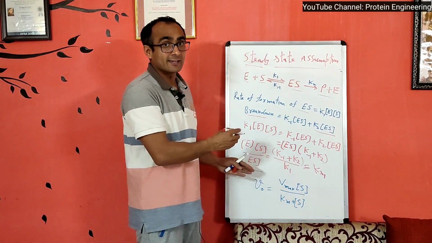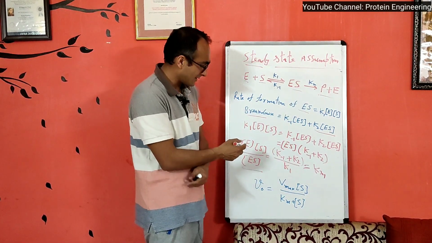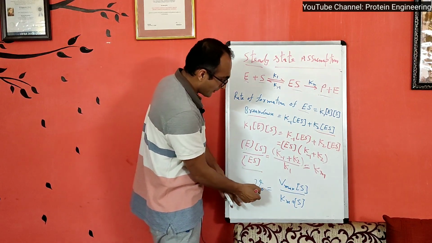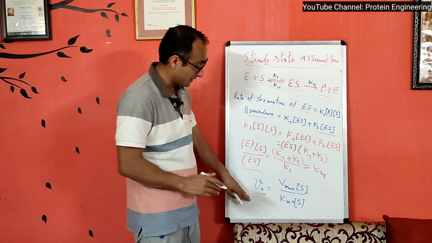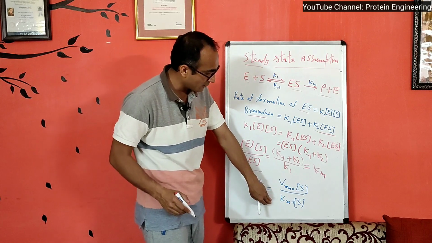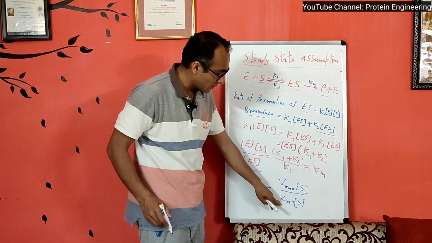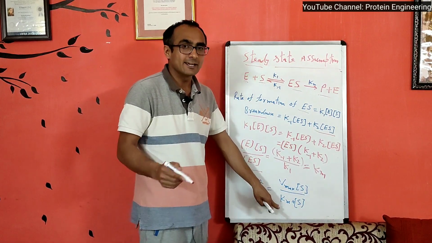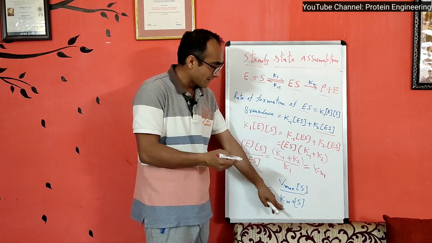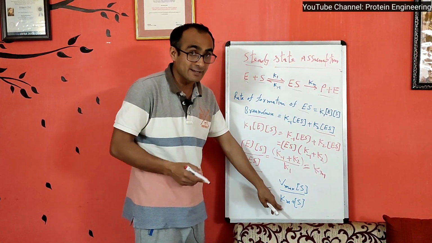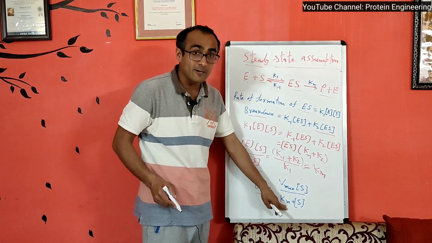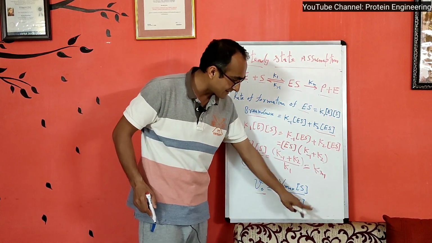The rest of the equation can be derived as per Michaelis-Menten. We have just done that. So finally the overall rate of the reaction V0 would be equal to Vmax into S, the concentration of substrate, divided by Km. Instead of Ks, which it was in the case of the Michaelis-Menten equation, it will now become Km plus S.